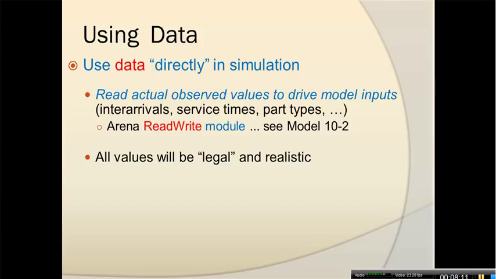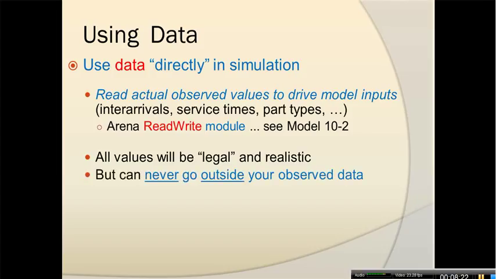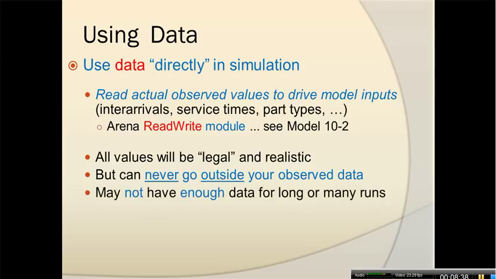In this case, when you use observed data directly in a simulation, all values will probably be legal and realistic, but you can never go outside of your observed data. And that's a disadvantage as well, because you want to see, right, that's just maybe a single or several observations, but they don't describe enough of some other possibilities. So you might not have enough data for long or many runs. And it also is computationally slow because you have to actually read disk files as you do the simulation.